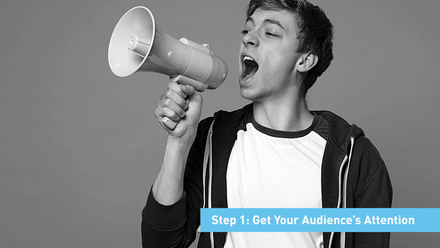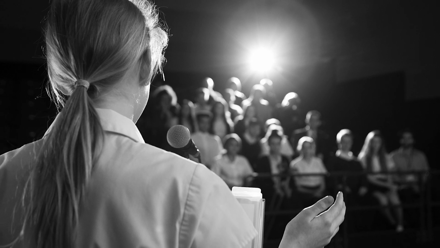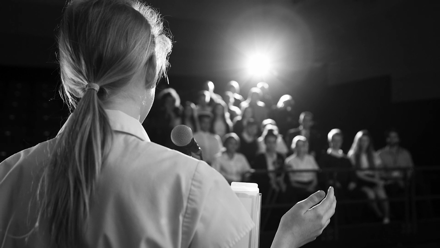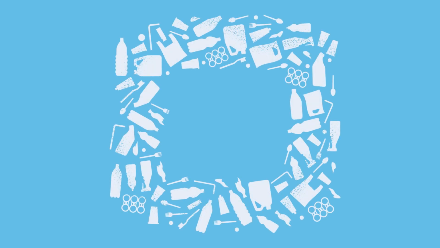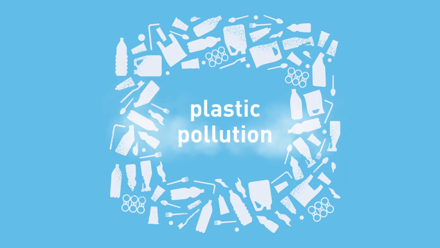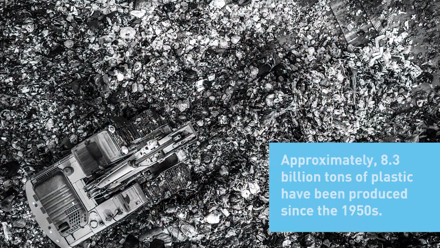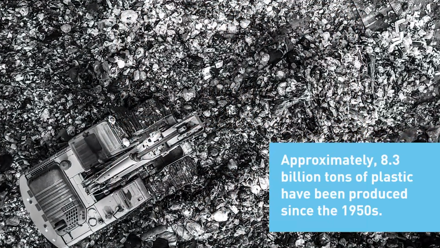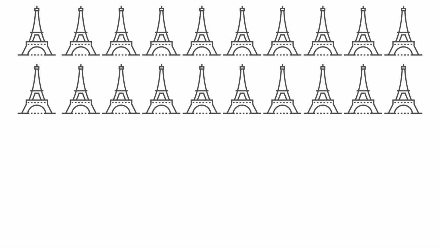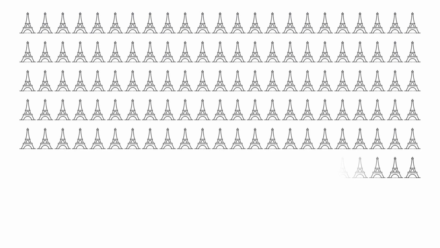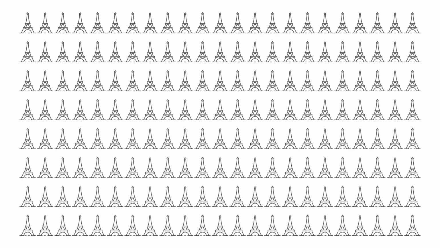Step 1. Get your audience's attention. In order to persuade an audience, we need to have their attention first. There are many ways to do this, using humor, telling a story, a thought-provoking rhetorical question, or perhaps a shocking statistic. For example, if you were doing a speech about plastic pollution and you wanted to start with a shocking statistic, you could say, according to The Guardian, approximately 8.3 billion tons of plastic have been produced since the 1950s. That is about the weight of more than 800,000 Eiffel Towers. And what's even worse, only 9% of it has been recycled.